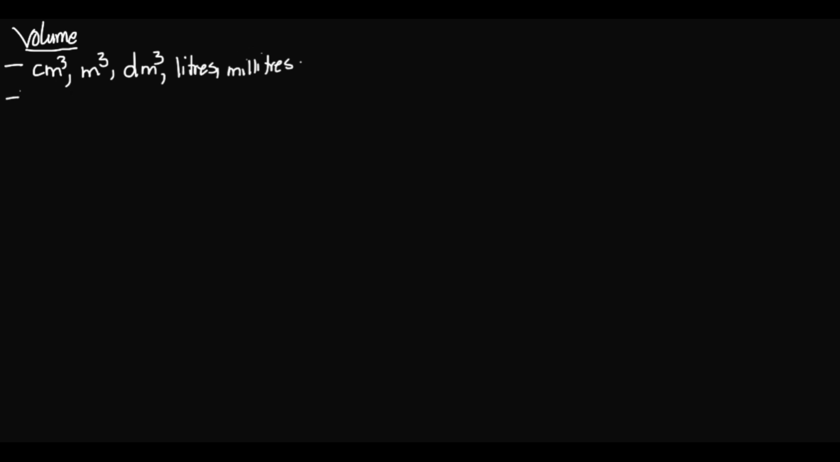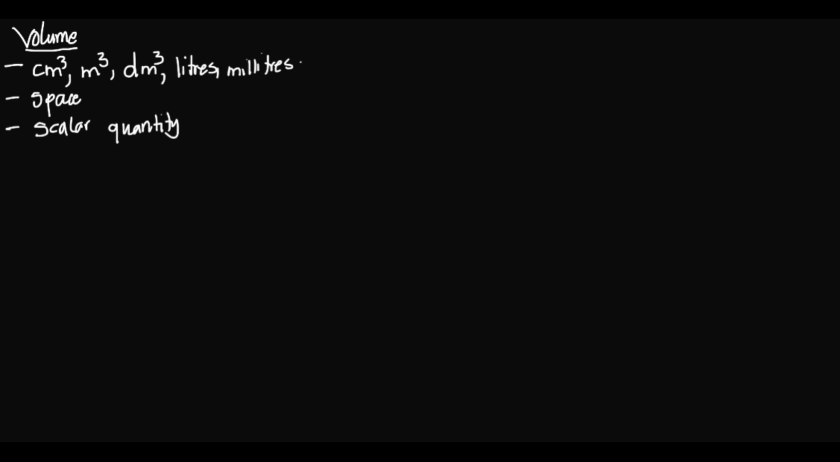Now the definition for volume is just the total amount of space. So whenever we look at volume, we are looking at the space occupied by an object. Also, volume is a scalar quantity. It's a scalar quantity because volume tells us only the magnitude. There is no direction involved in volume.